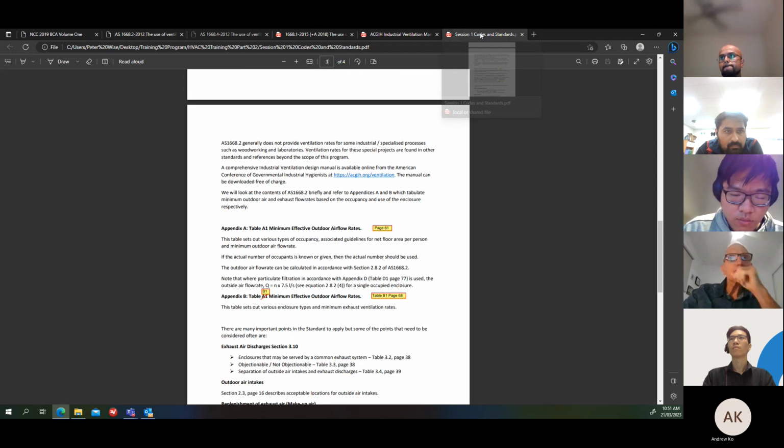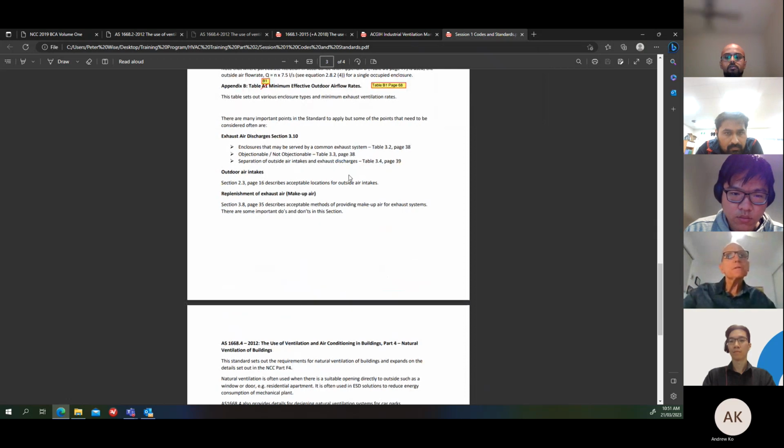I want to point out some of the things that we consider often and are very important. Exhaust air discharges in section 310. So page 38 talks about enclosures that may be served by a common exhaust system. So let's have a look at that. Page 38.